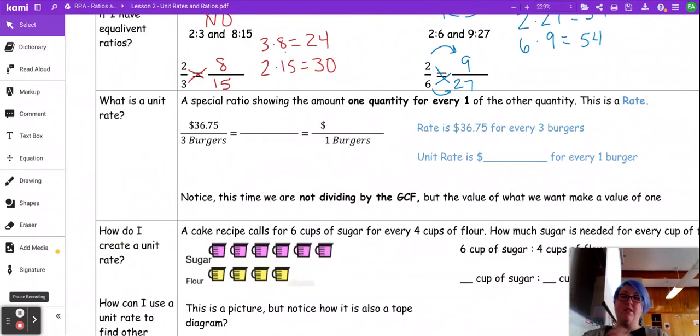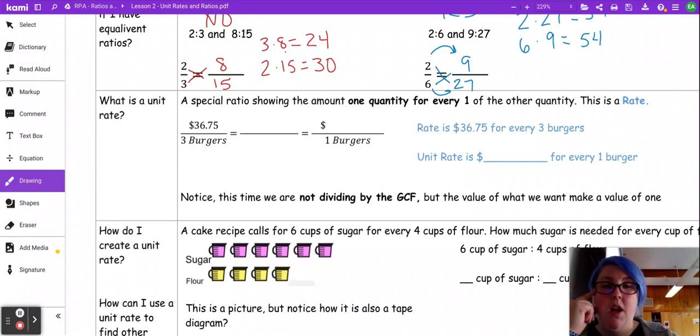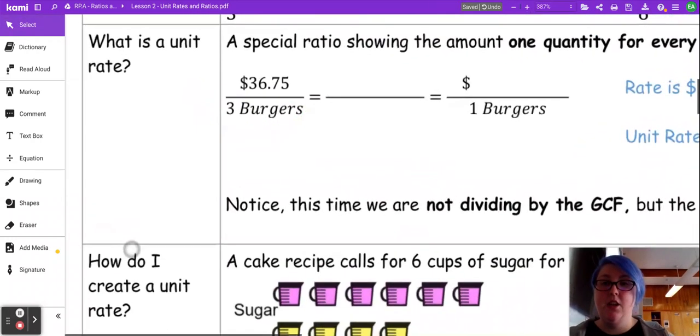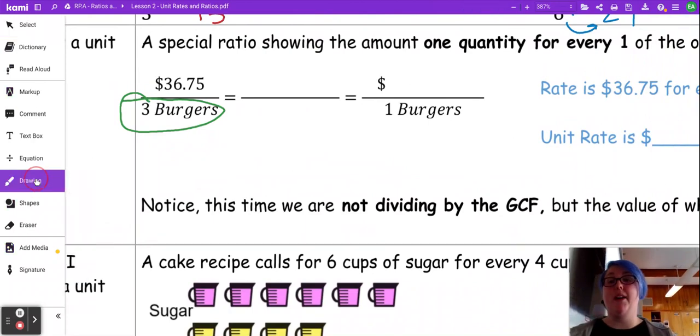We can use this to find a unit rate. We're looking for one quantity of something. Usually, we're talking about prices, like unit prices on items. So right here, we have $36.75 for 3 burgers. We want to know how much does one burger cost? So whatever this denominator is down here, you are going to divide your numerator by that number. That will give us the price for one burger.